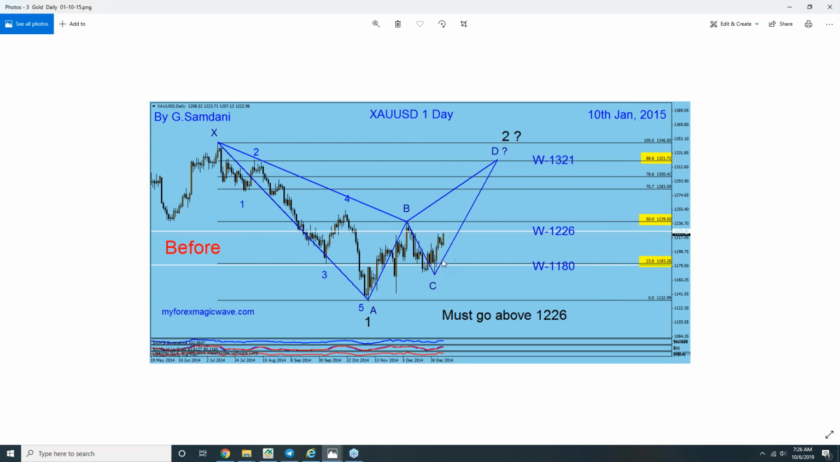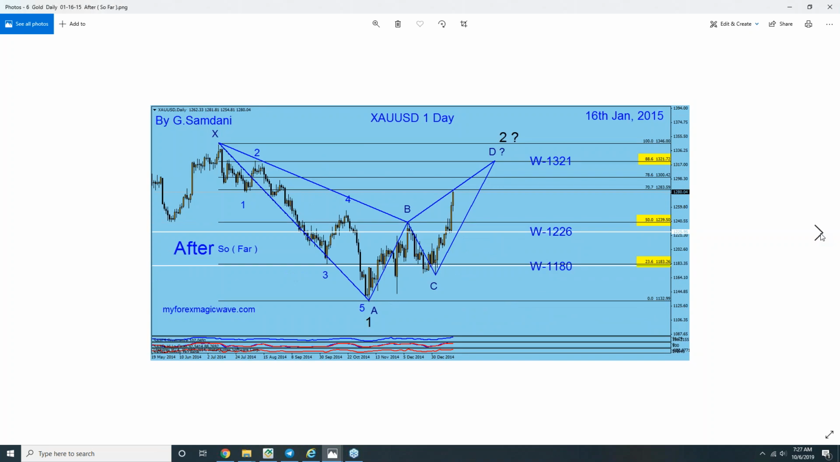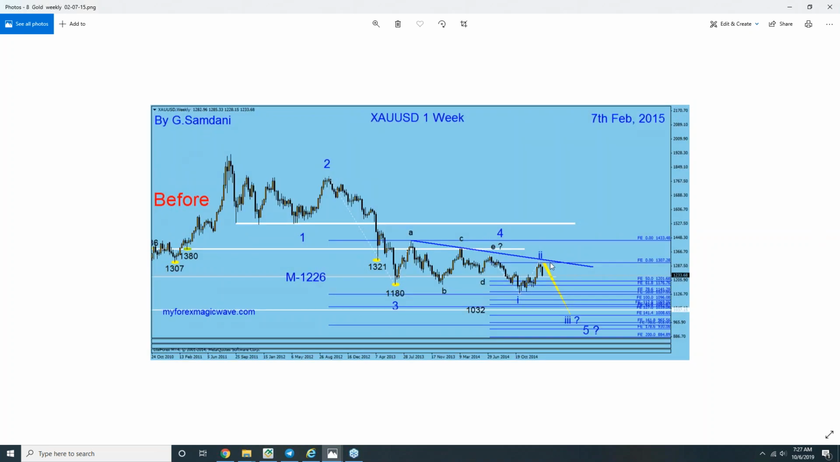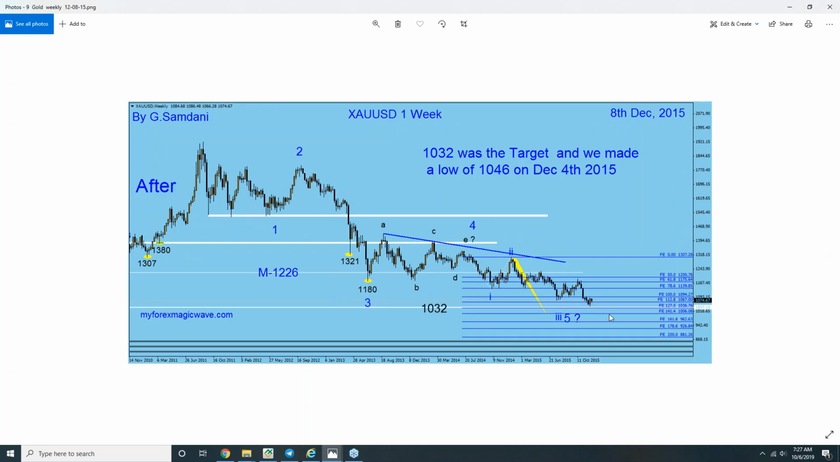This is a daily chart, so it was going up there. So it makes waves, right? Those days I said, okay, this is what's happening, so maybe it will go up first and then come down. So it started to go up, very close to the TL, and started to drop again. Again, the target was 1032. Look what happened. I said 1032 was the target, and we made a low of 1046 on December 4th, 2015. That was the target.